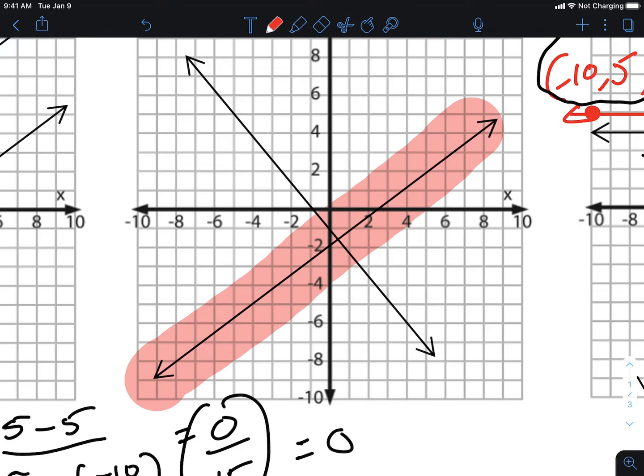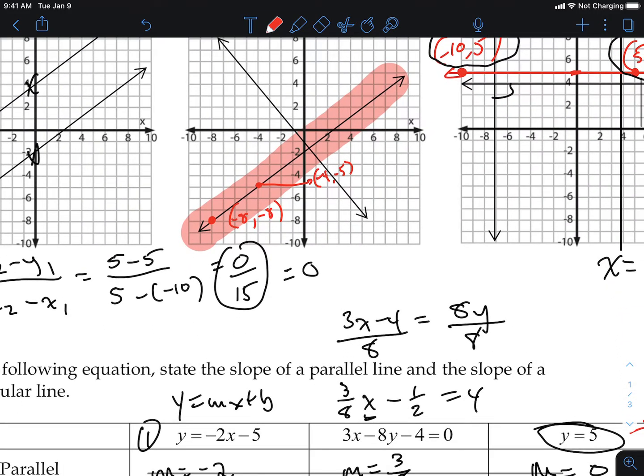So let's just find 2 points. There's one where it goes through the grid nicely. Okay. That's going to be -8 and -8. And then go find another point that goes through the grid nicely. Doesn't matter. You could pick -4 and -5, yeah, right here. Okay, let's find the slope between those two points.